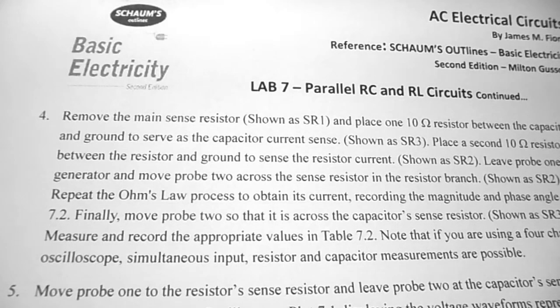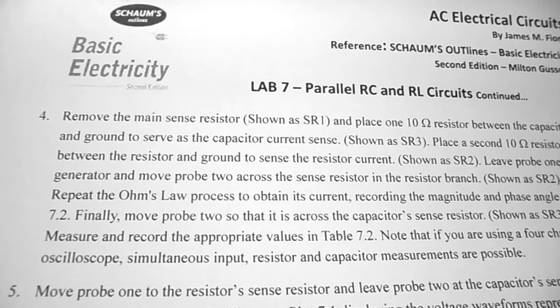So under procedure, step number 4, we're going to remove the main sensing resistor, shown as SR1, and place one 10 ohm resistor between the capacitor and ground to serve as the capacitor current sense. This is shown as SR3.